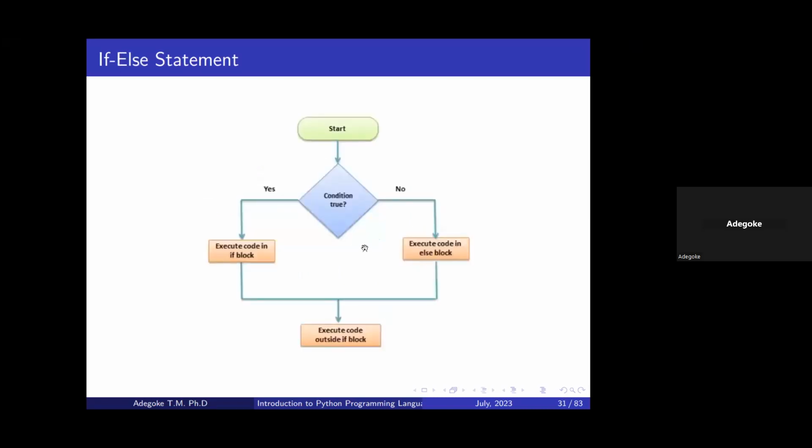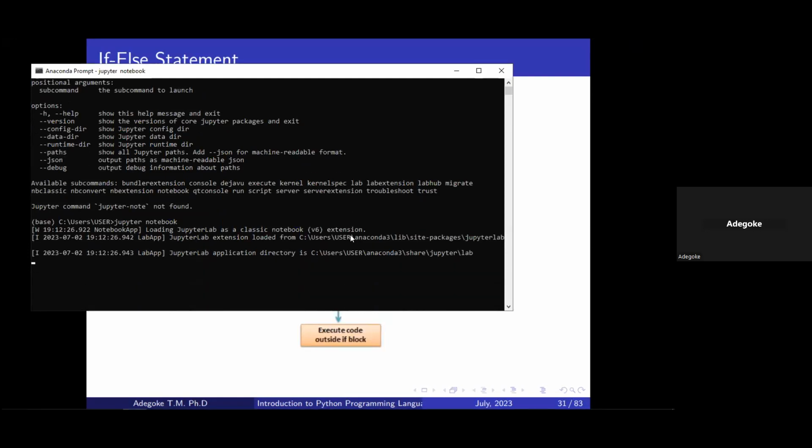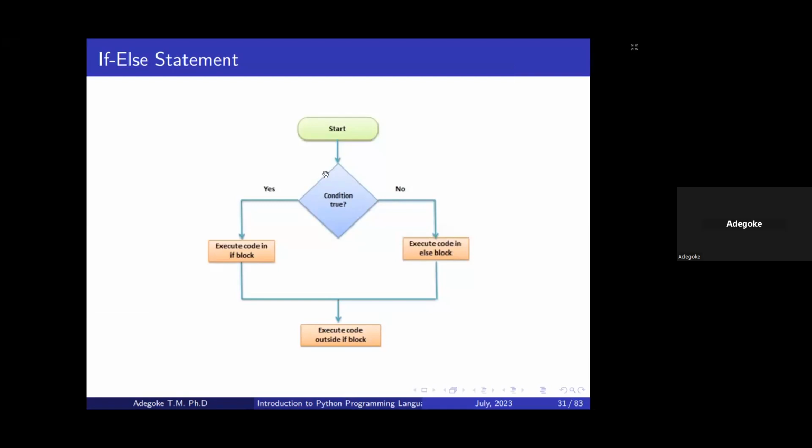So when we have two conditions to be taken, this is how the flowchart looks: yes and no. If your condition is that I am more than 18 years, it will execute this particular set of code, and if it is no, it will execute this other set of code.